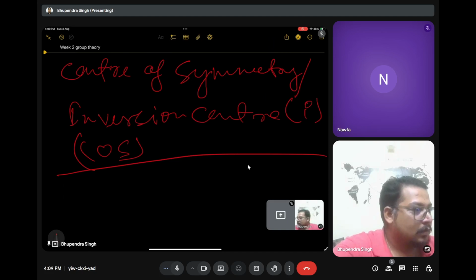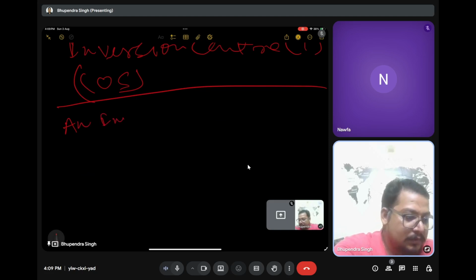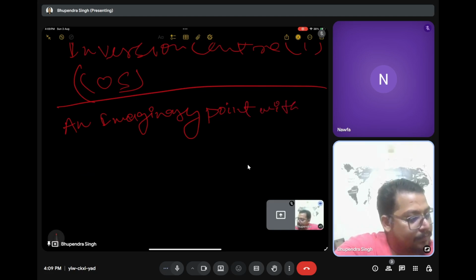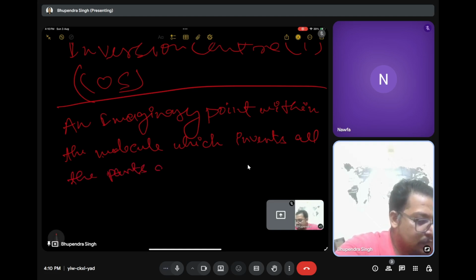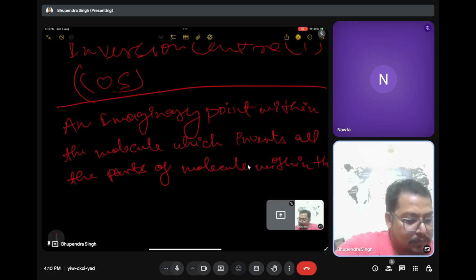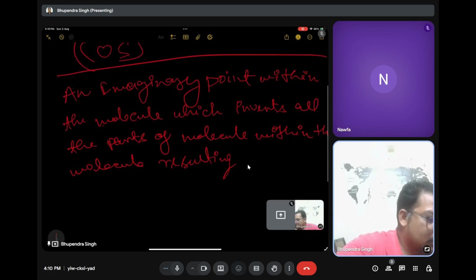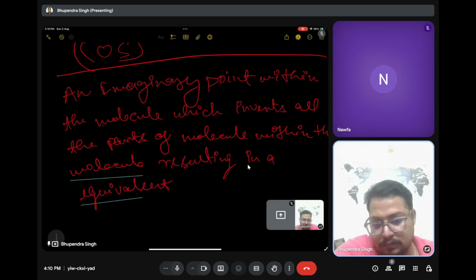Okay. So according to the definition, it is an imaginary point within the molecule which actually inverts all the parts of the molecule, resulting in an equivalent structure.